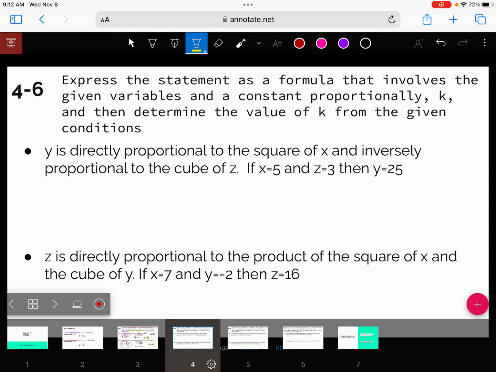All right, so they're gonna get more complicated, but it's the same vibe. The instruction paragraph is still exactly the same. I just have it copied because it's like overcomplicated wording. So now we have y is directly proportional to the square of x and inversely proportional to the cube of z. So they get more complicated, but the setup is still the same.